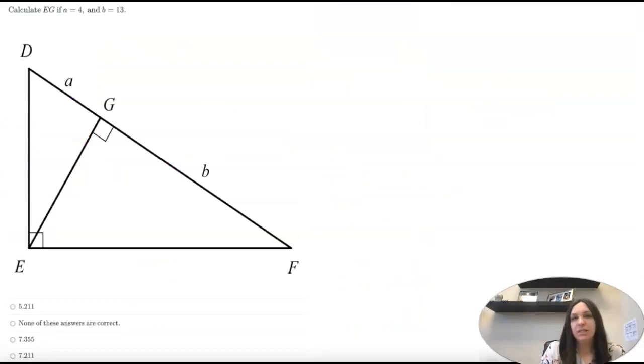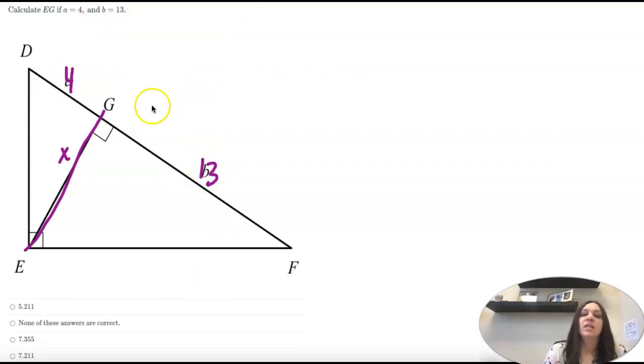Okay, so let's do another one like this. So e to g is what we're trying to calculate. So again, we're trying to find that middle one. A is 4, B is 13. So this is just like the one we just did. We have, because these two angles add to 180, this is also a 90-degree angle.